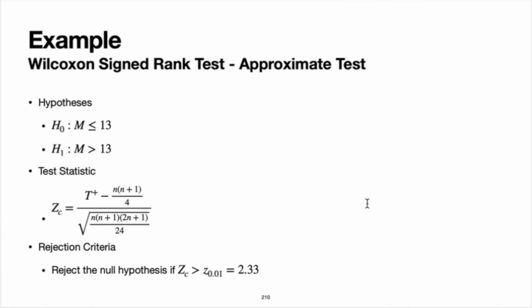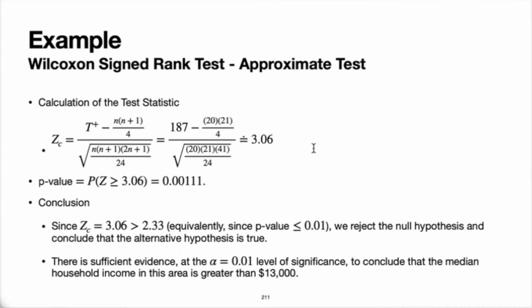Now let's do the approximate test for this situation. Again, we have the hypotheses here. The test statistic is the same test statistic, again calculated in terms of T plus. Since this is a right-tailed test, we're going to reject the null hypothesis if zcalc is large, in particular if it's greater than the upper first percentage point of the standard normal distribution, and that z-value is 2.33. Again, we calculate the value of the test statistic. It's exactly the same as it was before, 3.06.